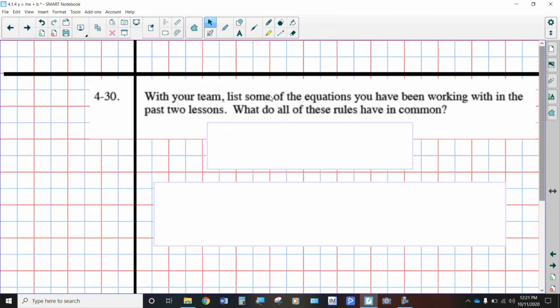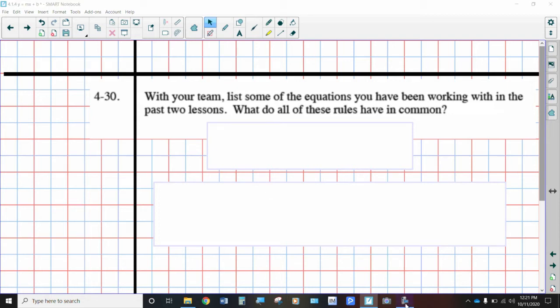All right, so with your team or on your own, I want you to brainstorm, list some of the equations that we've been working with the past two lessons. So if you've got everything written on those printouts, go grab those printouts. If you've got everything in your journal, then you should be able to look back at the last two lessons. There were 4 rules, if you don't include any that I made up on the spot just to illustrate something. What were those 4 rules? Pause and write down what those 4 rules are.